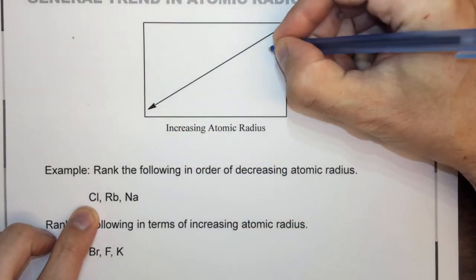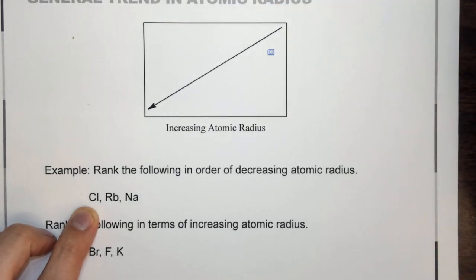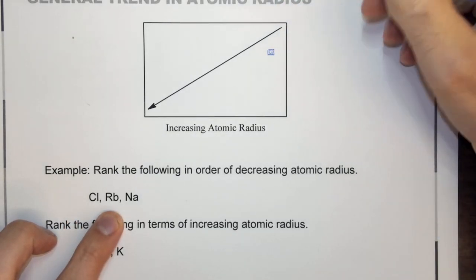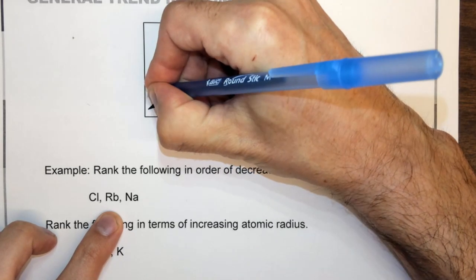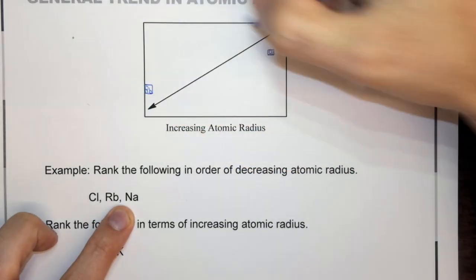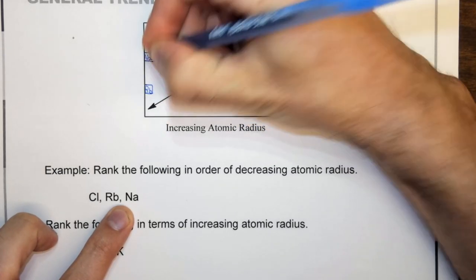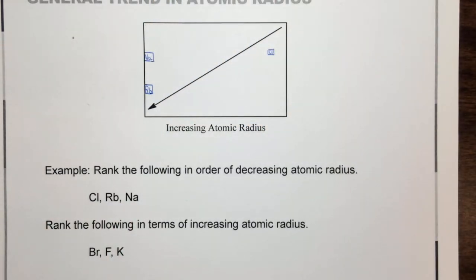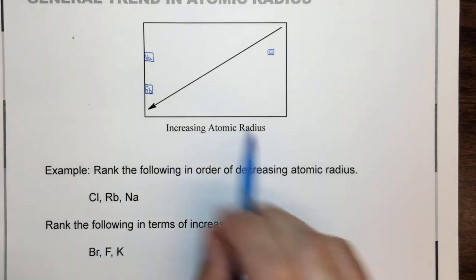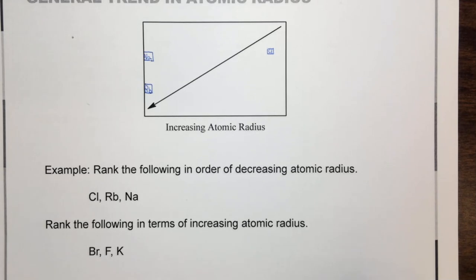First we have chlorine, and chlorine is somewhere here in 7A. Then we have rubidium. Rubidium's pretty far down in 1A. And then finally sodium, which is in 1A, but it's in the same period as chlorine. That is period 3. So these are our three elements. Sodium and chlorine are in the same period, and rubidium is down here.